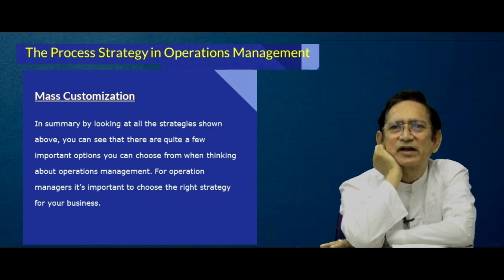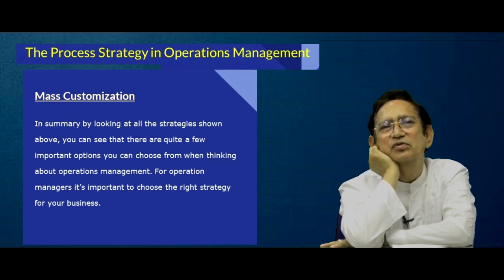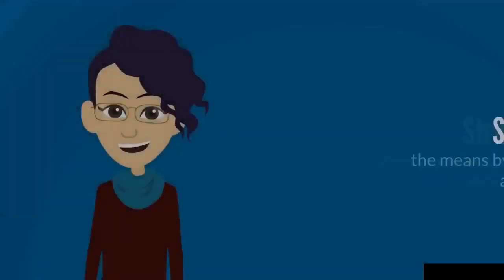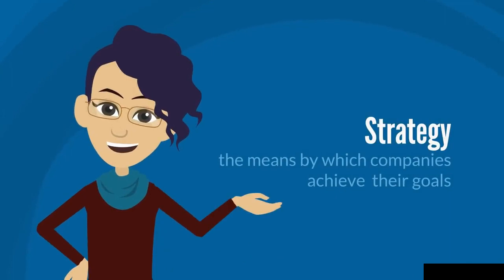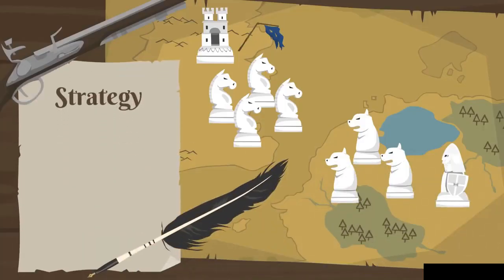For operations managers, it is important to choose the right strategy for your business. A simple definition of the term strategy indicates these are ways companies achieve their goals. The word had been originally used in the military and more recently adapted for business. It descends from the Greek expression strategia, meaning generalship or commanding an army.